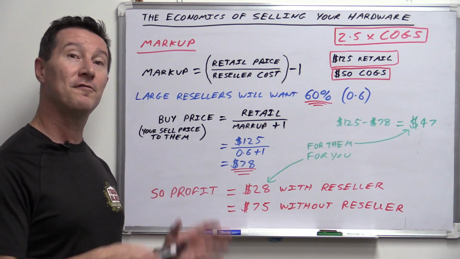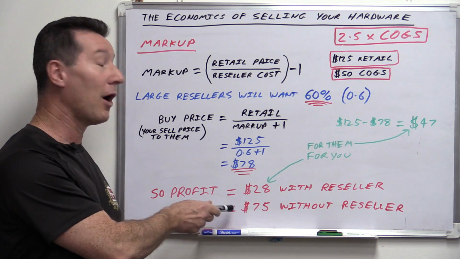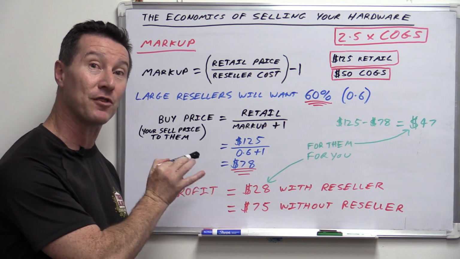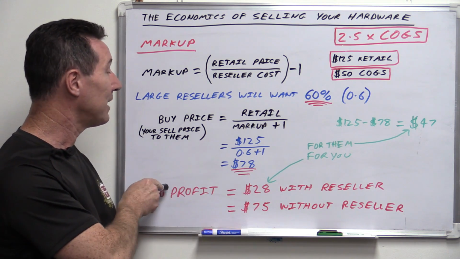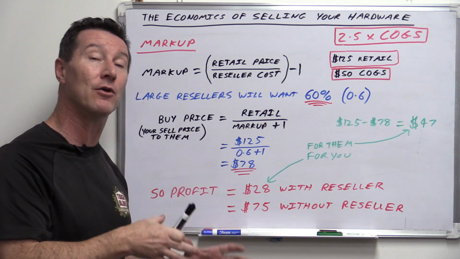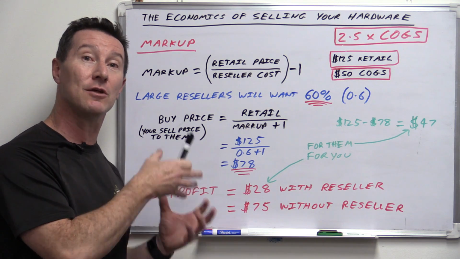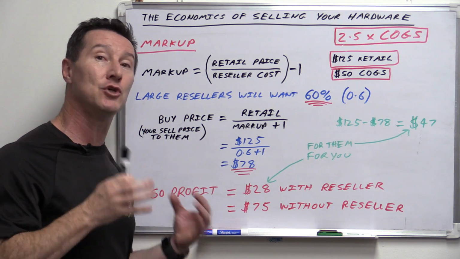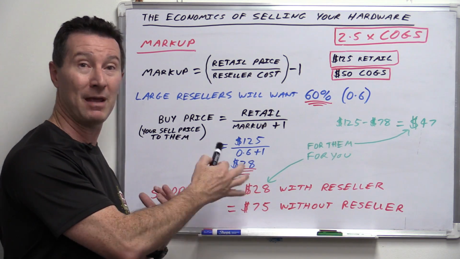In fact, taking this example here, if you made $75 profit per unit, you only need to sell 373 of them to make that same 28k a year as you would selling 1,000 of them through the reseller. So the reseller has to add value at least 3 times. In this particular case, they have to sell 3 times as many as you would be able to sell yourself before you start seeing any extra profit out of it.